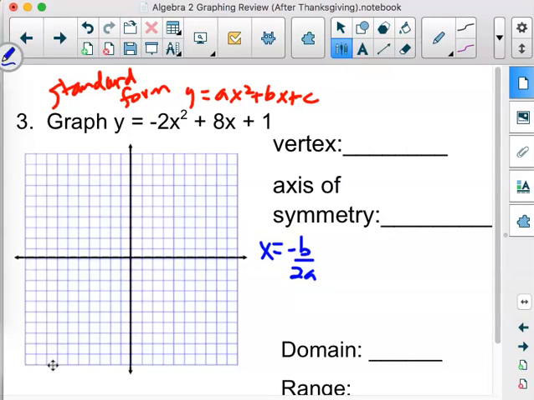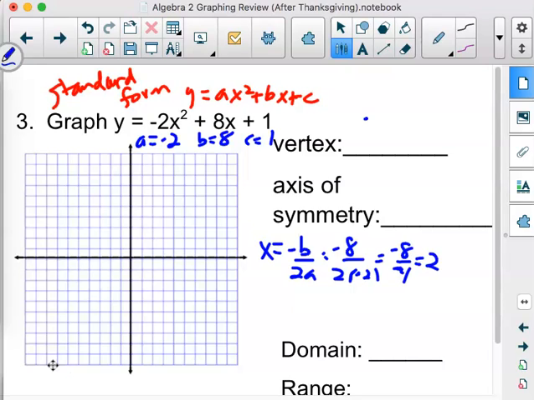So we go back up here and realize it's ax squared plus bx plus c. You might want to stop and do this; I know there are students that really like having those listed out. a is negative 2, b is 8, c is 1, and then put it into the formula. So negative 8 over 2 times negative 2, and 2 times negative 2 is negative 4. So we get an x coordinate of our vertex of 2.